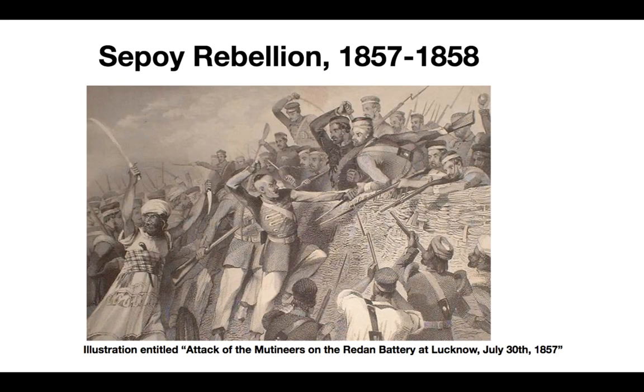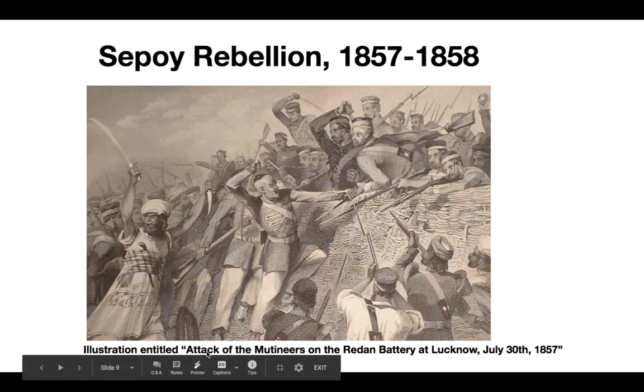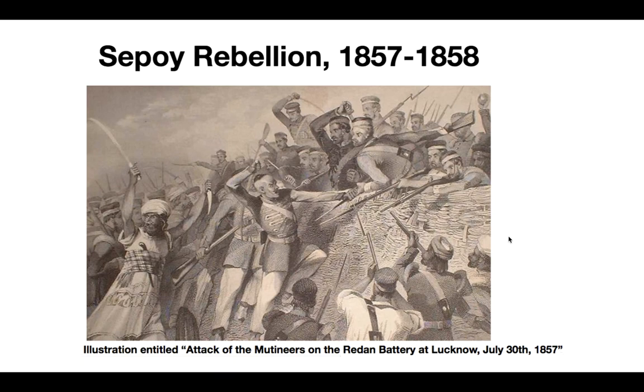Then I have the Sepoy Rebellion. Oh gosh, okay. It says, illustration entitled Attack of the Mutineers, people who rebel against their captains, on Redan Battery at Lucknow. I'm looking at this and I clearly see there are Indian soldiers rebelling against other soldiers. Usually if there's a rebellion, it means they're angry about something. But also, because I've taken global history for almost an entire year, I know what the Sepoy Rebellion was.